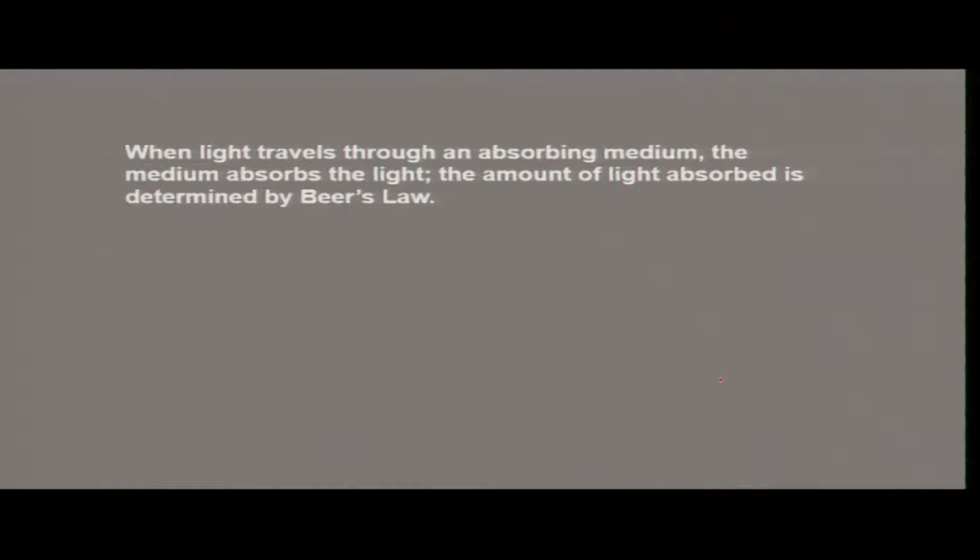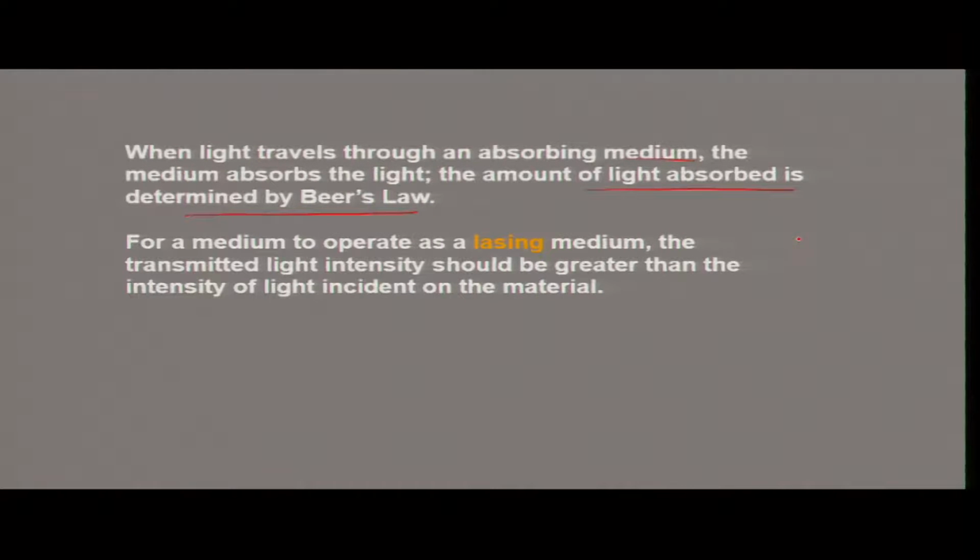When light travels through an absorbing medium, the medium absorbs the light. The amount of light absorbed is determined by Beer's law, which we know. Now, which means that the moment we have the photons being absorbed, the light availability as it goes through the system keeps on going down. So, for a medium to operate as a lasing medium, the transmitted light intensity should be greater than the intensity of the light incident on the material.